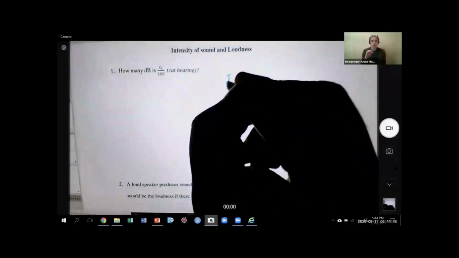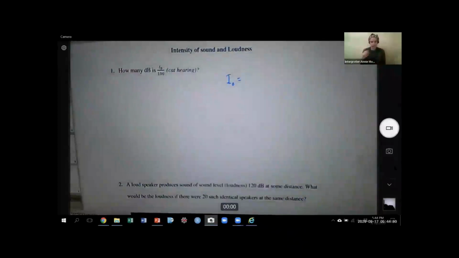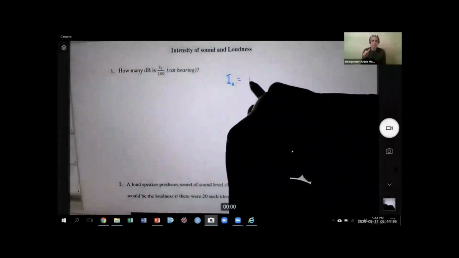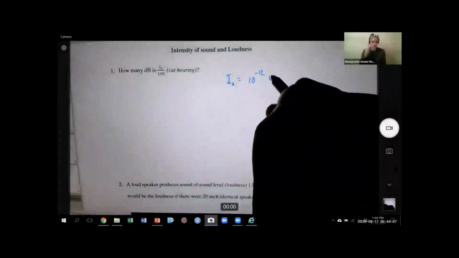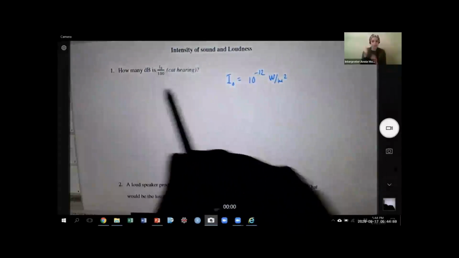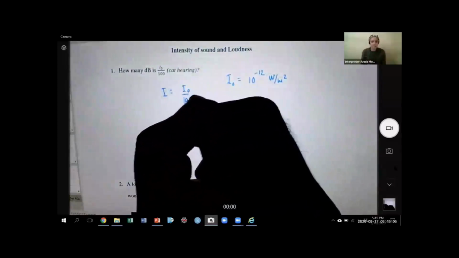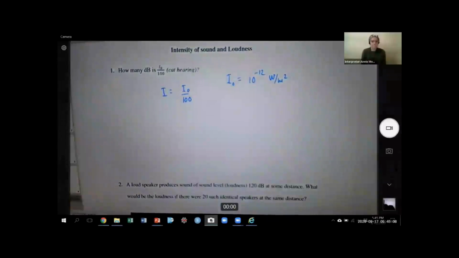I naught is the threshold of hearing for human beings, for us. And that value is 10 to the power negative 12 watts per meter squared. So it's asking what's the decibel level when I is I naught divided by 100. That means it's 100 times less than our threshold of hearing, right? But some animals can hear that, even though we cannot. For example, many cats can hear that sound.